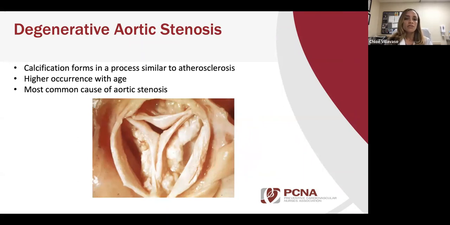In degenerative aortic stenosis, calcification forms in a process that's similar to atherosclerosis, that involves inflammation. If you look at this picture, you can see that this valve is not thin, it's thickened, and it's not closing all the way. There's a higher occurrence of degenerative aortic stenosis with age, and this is the most common cause of aortic stenosis.